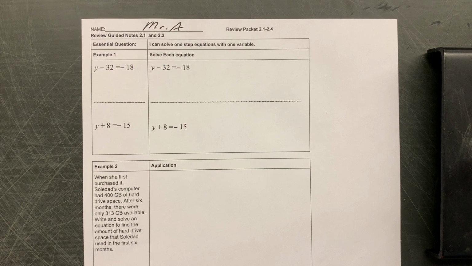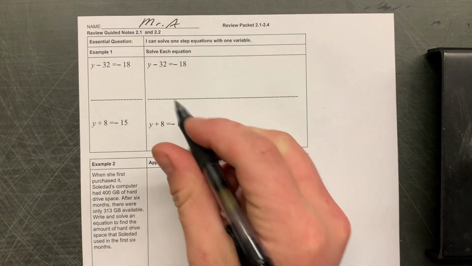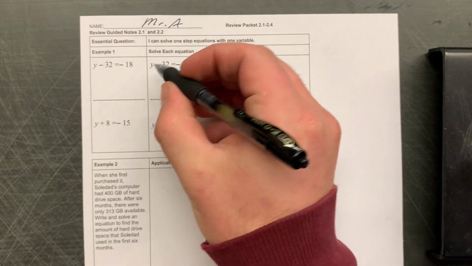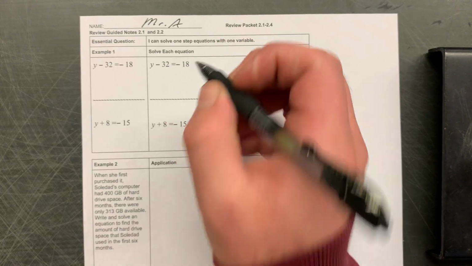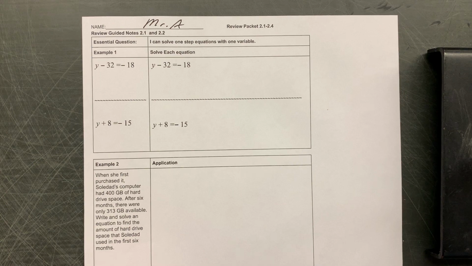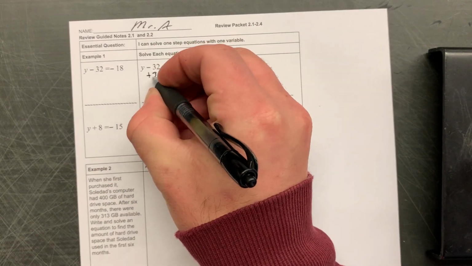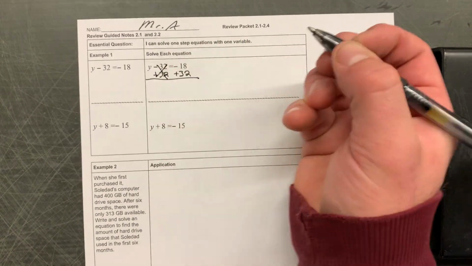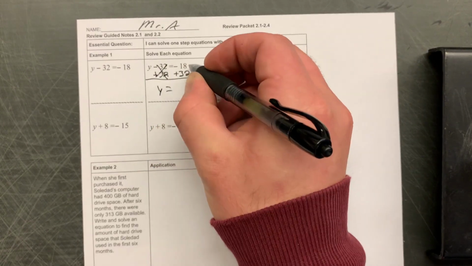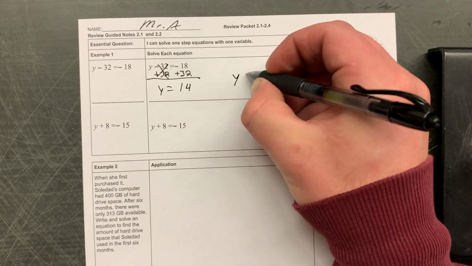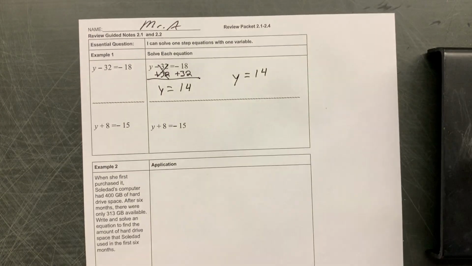So again, I'm going to undo subtraction with addition in these equations. I need to isolate my variable, which is y. I want it all by itself, no other numbers next to it. So I have y subtract 32. The thing that I need to do to get rid of the minus 32 is to add 32. So I'm undoing the subtraction by using addition. These cancel out. I'm left with y equals negative 18 plus 32, which gives me 14. y equals 14.